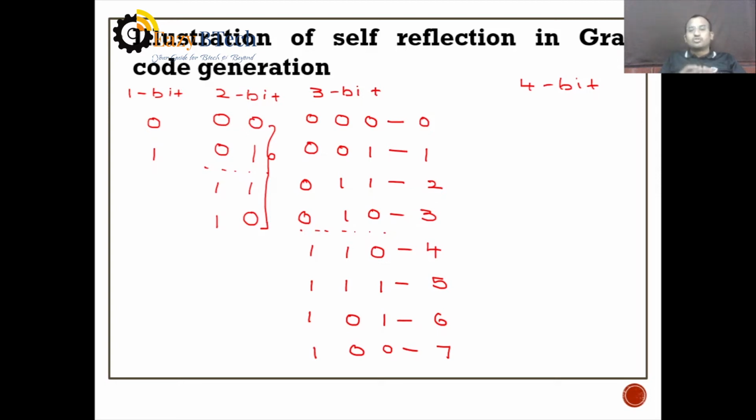So that is why this is also called the self reflection code. This is also a unit distance code. You take any two successive code words, they differ in only 1 bit. For example, if you take 0001, the MSB is as it is, whereas the LSB is changed from 0 to 1. Now if you take the next two successive code words, this LSB is as it is, but here this 0 is changed to 1.